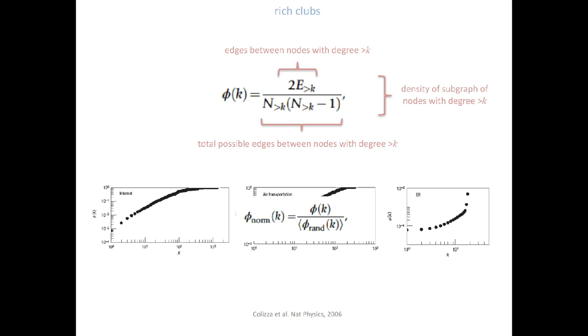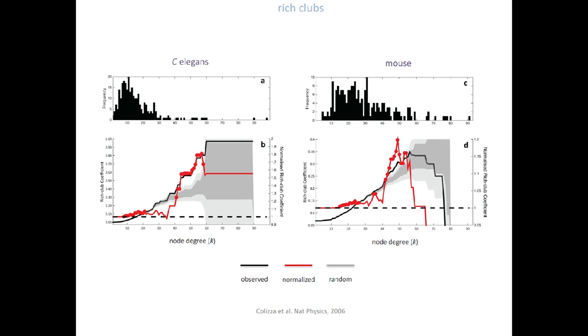So we want to account for this, and so it's typical to normalize this value by what we see in a random graph. So here we've got the observed rich club coefficient, here we've got the average in some randomized networks. So we end up with this normalized rich club coefficient. And then typically what we do is we plot this normalized value as a function of K.